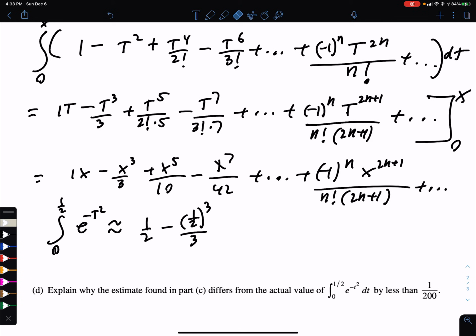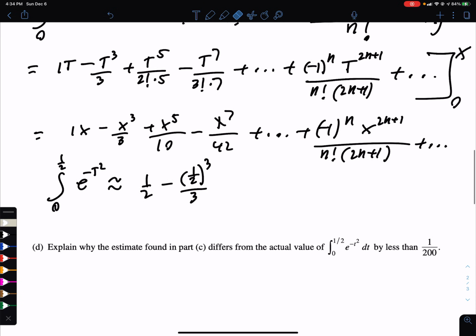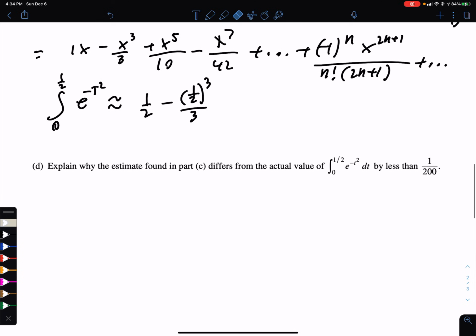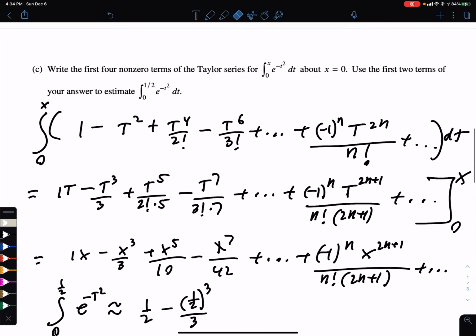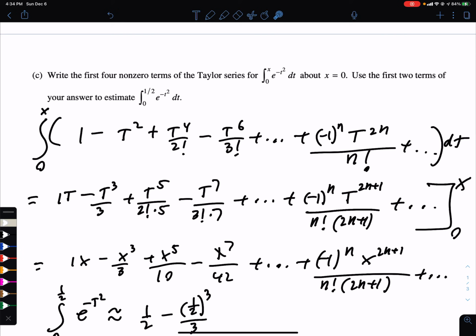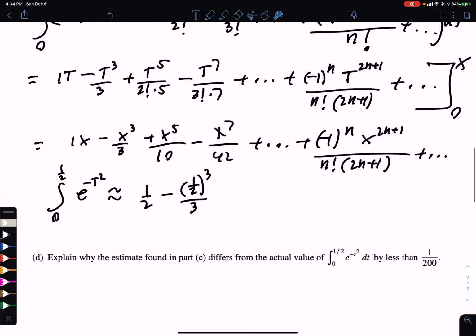Now we're off to part D. Explain why the estimate found in part C differs from the actual integral by less. So we're trying to find the error, and we're going to notice about this series. This series is alternating, right? It's an alternating series, and the terms are decreasing. If you look, they are decreasing. And if you want to double check, you take the derivative and make sure that's negative. That's how you know it's decreasing.